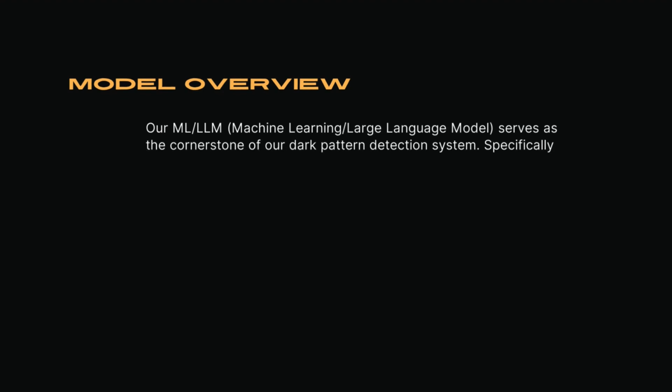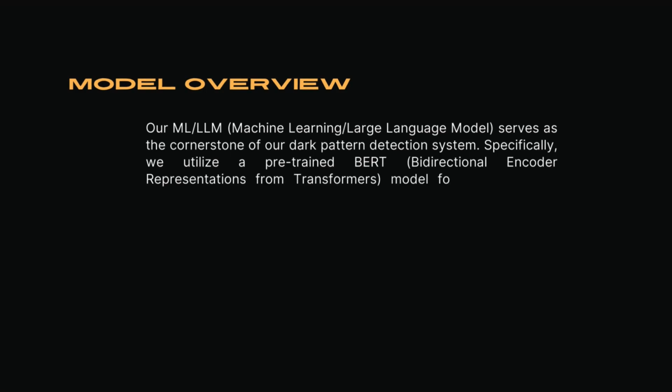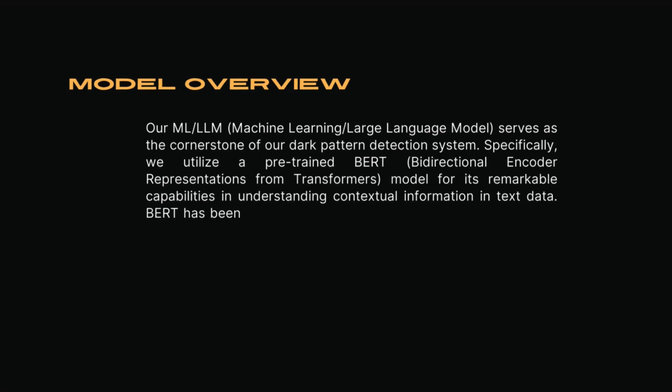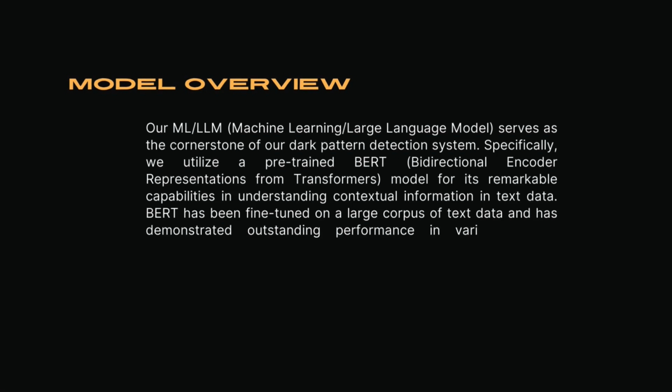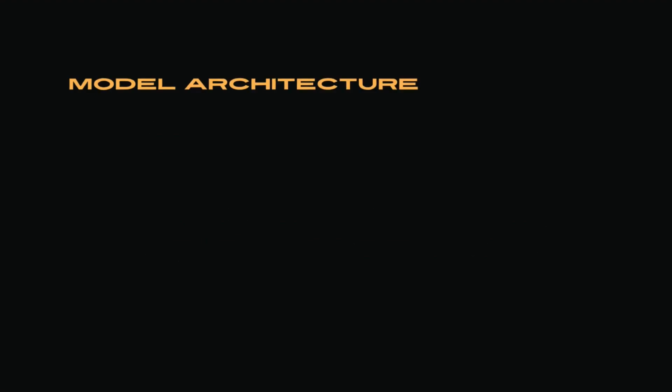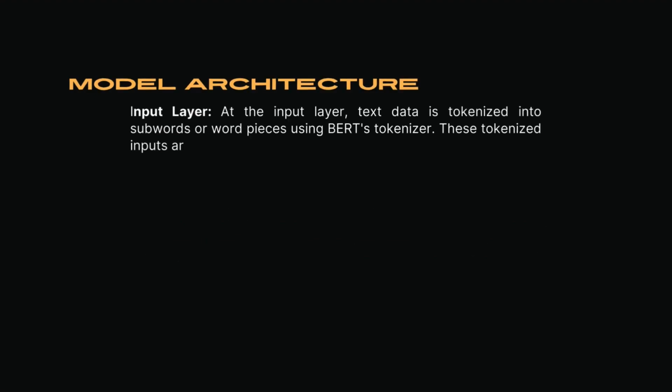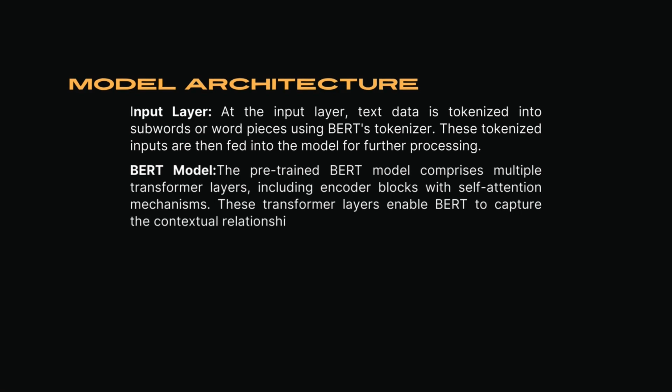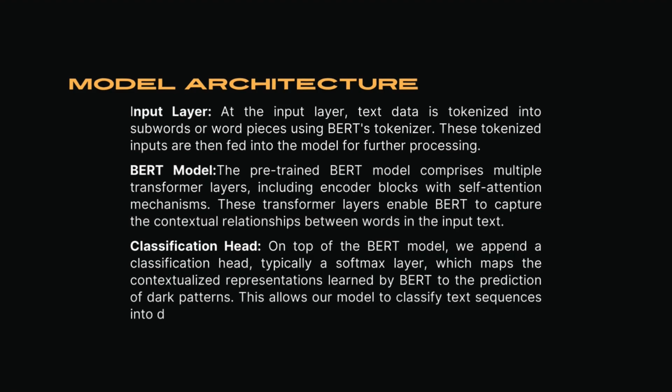Our project's model overview is, think of our dark pattern detection system like a super smart detective. It uses a special type of artificial intelligence called a large language model, or LLM for short. We have trained this LLM on a massive amount of text, so it's become an expert at understanding the tricks and sneaky language that websites sometimes use to manipulate users. Specifically, we use a model called BERT, Bidirectional Encoder Representations from Transformers. BERT is like a language detective. It can analyze the context and meaning behind everything.